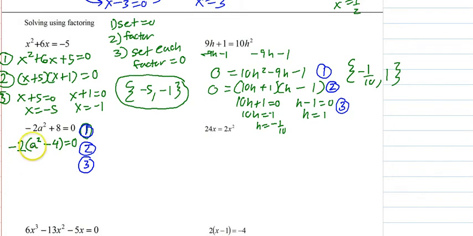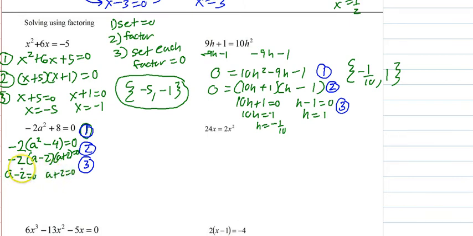It's factored. And then step 3, set each factor equal to 0. Wait, it's not factored. It's an a squared. These need to be linear. So we have to keep going. So it's a minus 2, a plus 2 equals 0. Now it's factored. And we set each factor equal to 0.